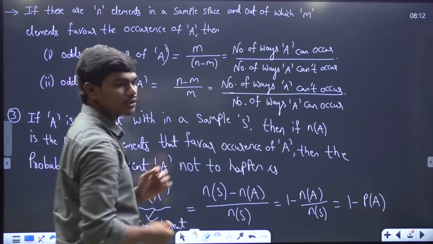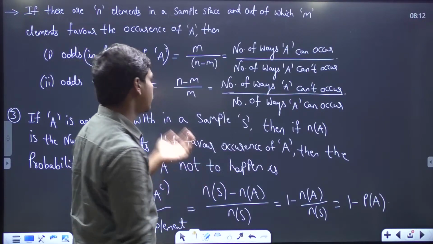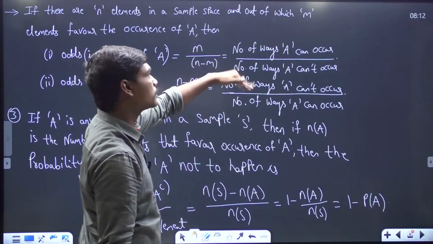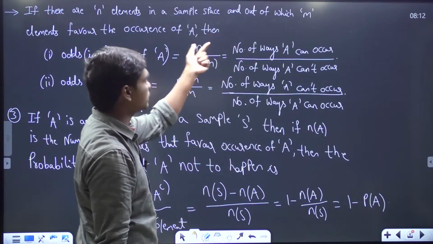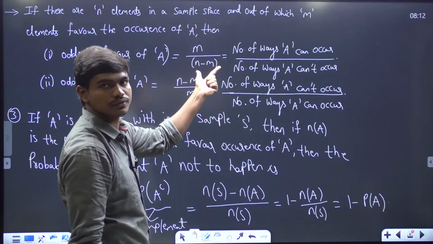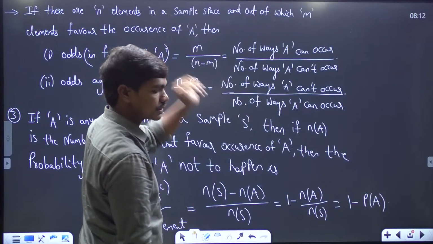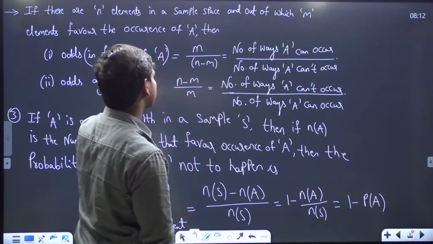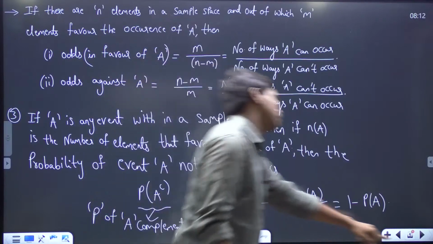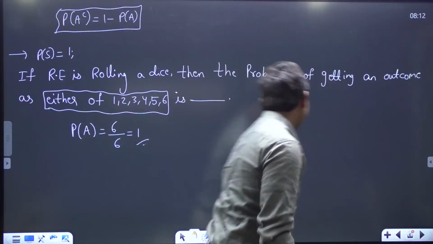Odds generally denote elements in the sample space. So if you say odds in favor of A, you compare two values: the number of ways in which A can happen with the number of ways in which A cannot happen. Depending on that, you will take a call whether to conduct this random experiment or not, I mean, to consider this event or not. Okay, so this is just definitions. You can go for them.